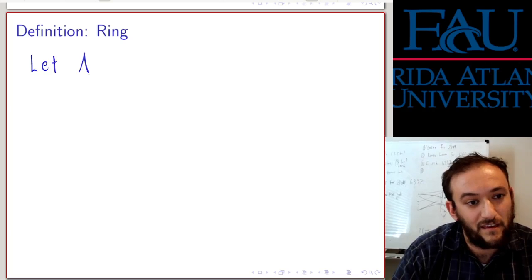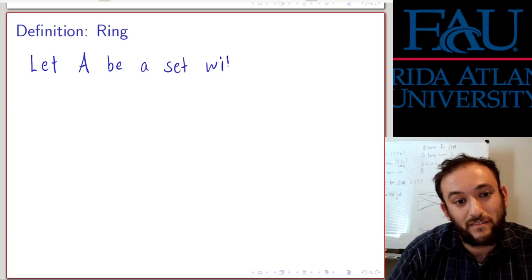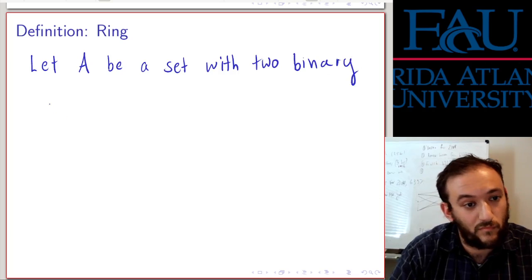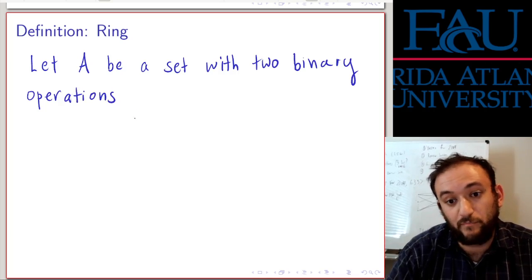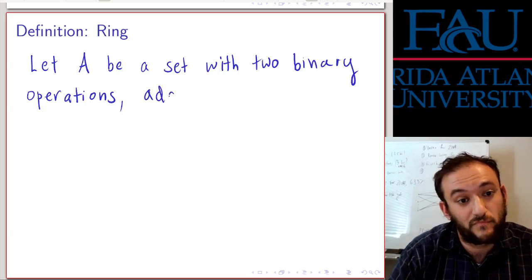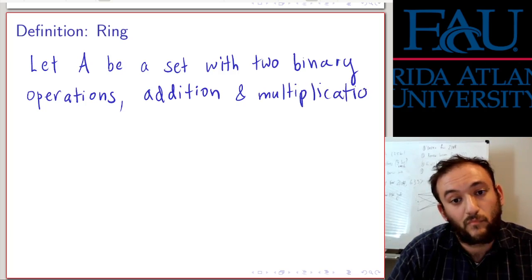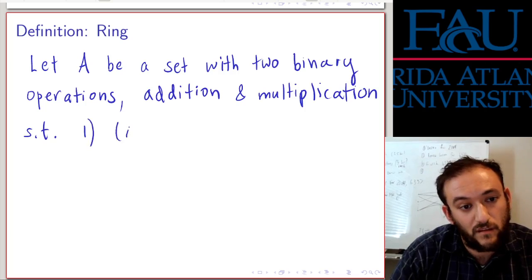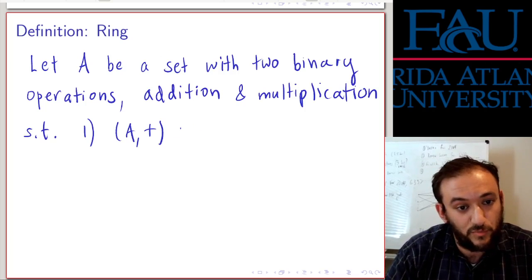So we're going to let A be a set with two binary operations, we'll call them addition and multiplication, such that, so first of all, A plus, so the set A endowed with the addition operation is an abelian group.